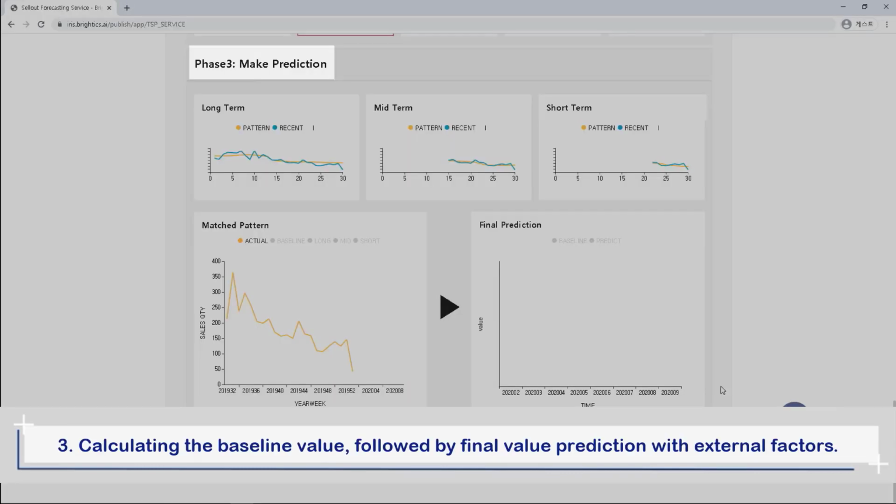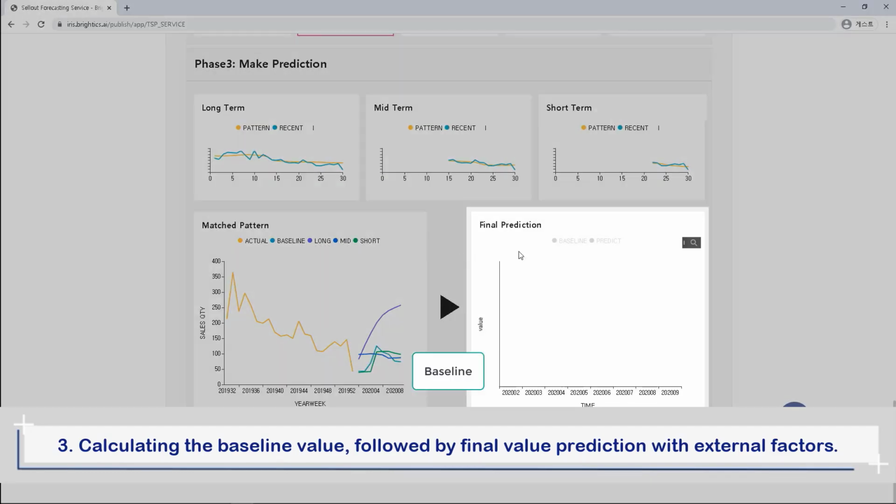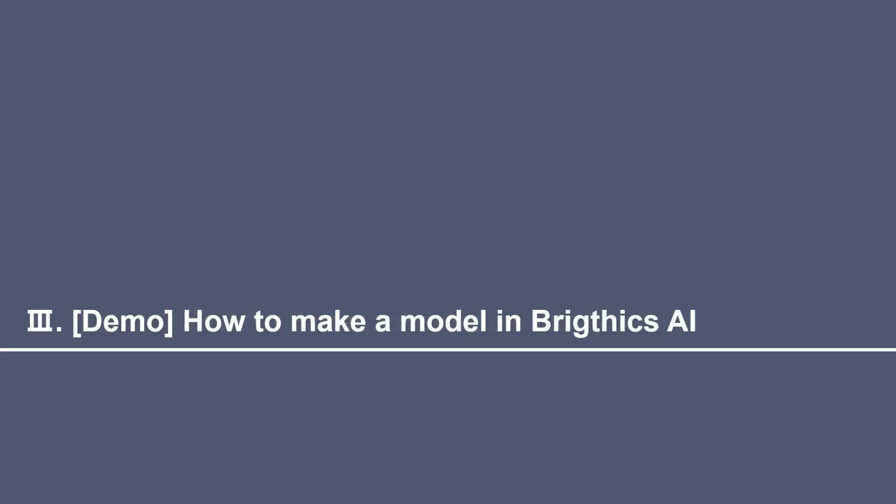The final step is to predict the future baseline value based on the previously matched sales patterns and the influence of external factors such as promotions, to create the final forecast from future values suggested by long, medium, and short-term sales patterns. An appropriate baseline value can be calculated. On the calculated baseline value, the final predicted value is calculated by reflecting the influence of external factors such as promotions.